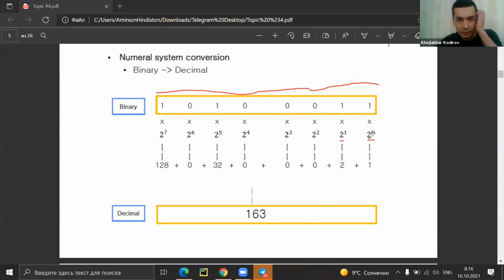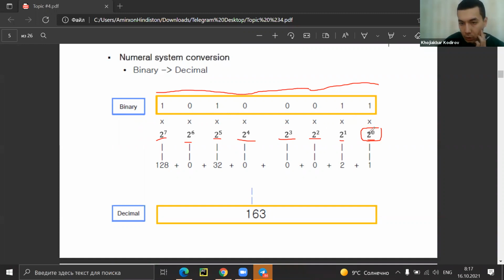From the beginning, we first initialize the first digit as 2 to the power of 0. The second one is 2 to the power of 1. The third one is 2 to the power of 2. The fourth one is 2 to the power of 3. Pay attention that it starts from 2 to the power of 0. And then 2 to the power of 4, 5, 6, and 7. Then we multiply the value of each power by the corresponding digit.